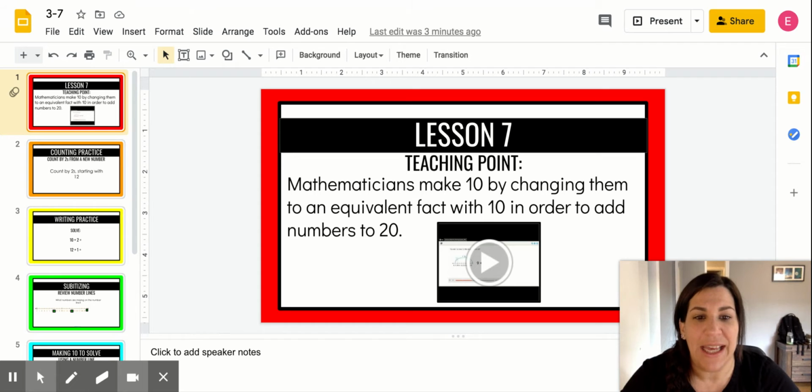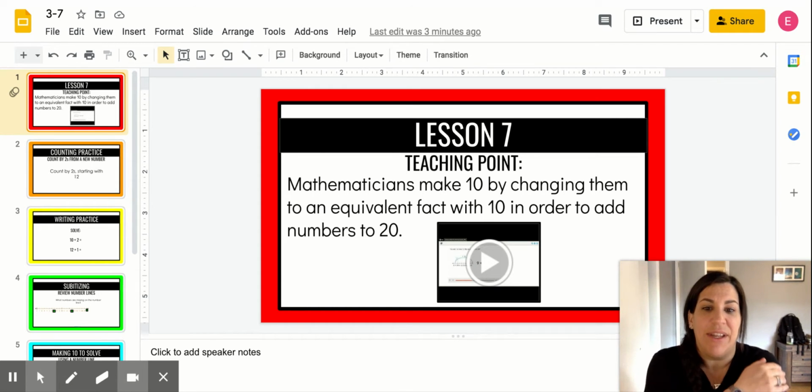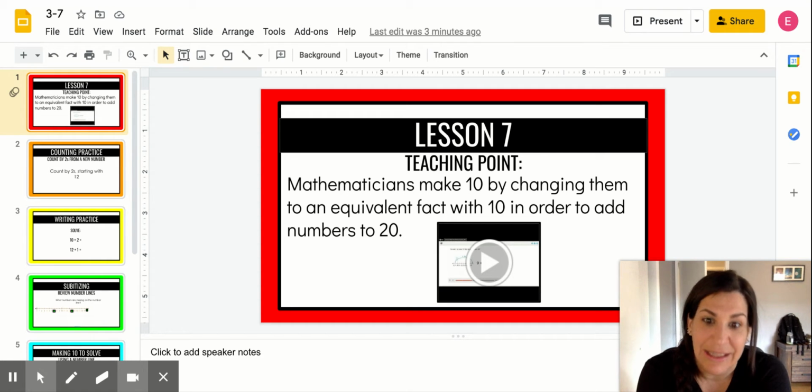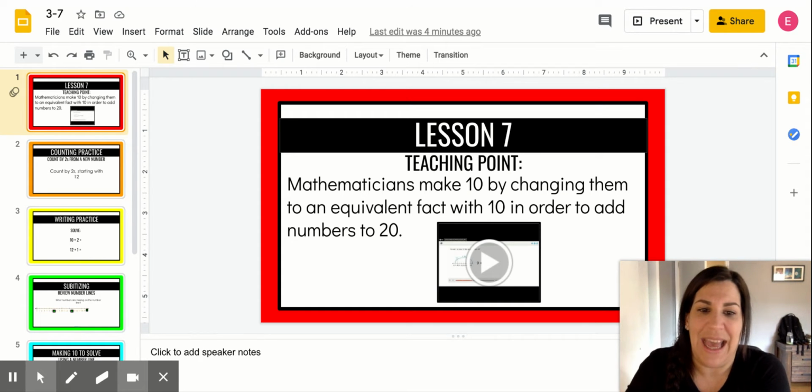Okay, so for today, we're moving on to lesson 7. And our teaching point today is that mathematicians make 10 by changing them to an equivalent fact with 10 in order to add numbers to 20. Sounds confusing, but we're going to learn today how you can make a 10 to make adding easier. Okay, so I am going to send you this video link separately to watch if you feel that you need to after we go through our slides.